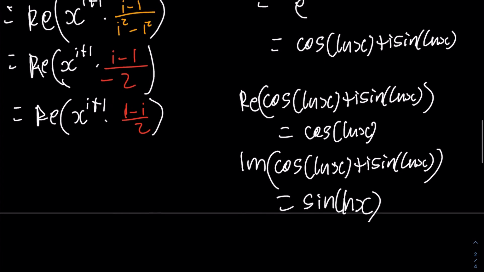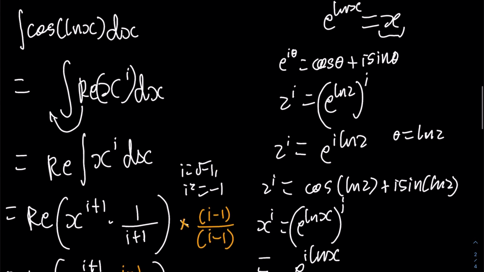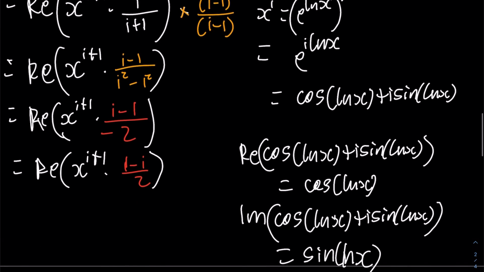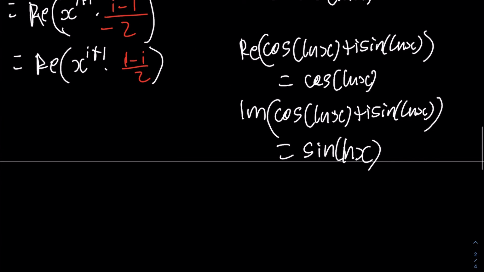And what we can see now is that we need to use the idea once again that x is e to the ln x, and we see that this identity is very useful. And what we can now see is that this is equal to the real part of, and then x is e to the ln x, and that's all raised to the i plus 1 power, and that's multiplied by, and then let's just write this in this color now, 1 minus i over 2.